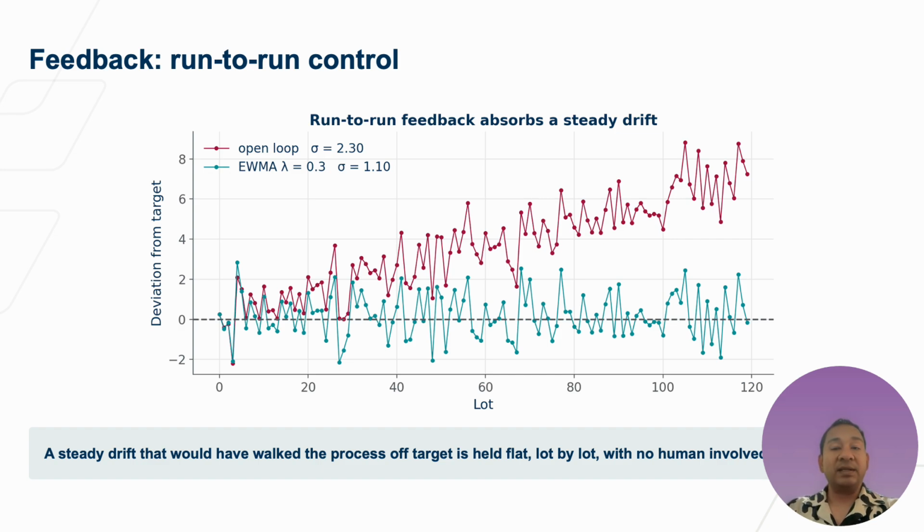Notice what the controller did, though. It did not remove the drift. The drift is still happening physically and the chamber is still seasoning. The controller is cancelling it lot by lot with a compensating offset. Hold the distinction. It is the entire basis of the trap I mentioned, and we'll get there in 6 slides.